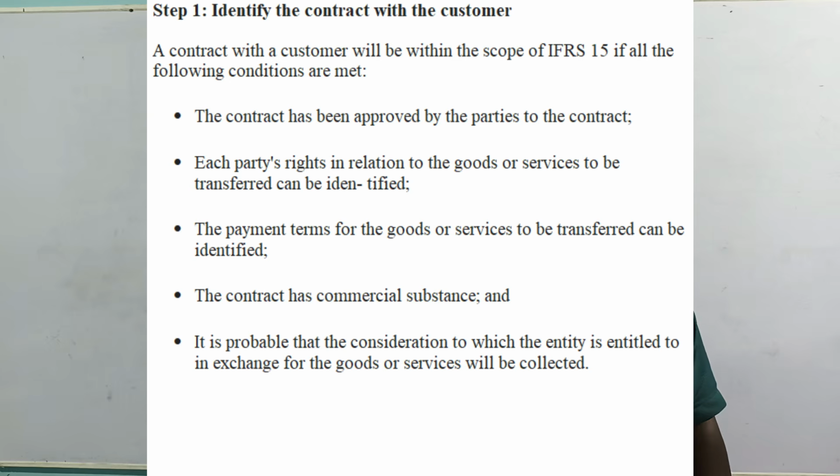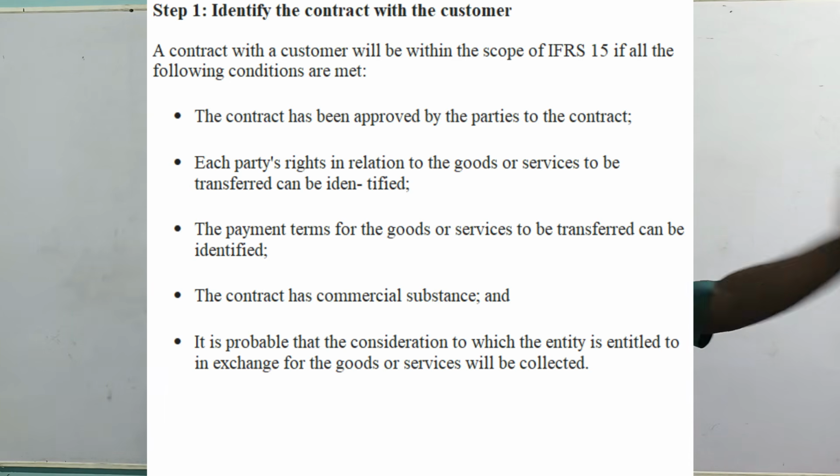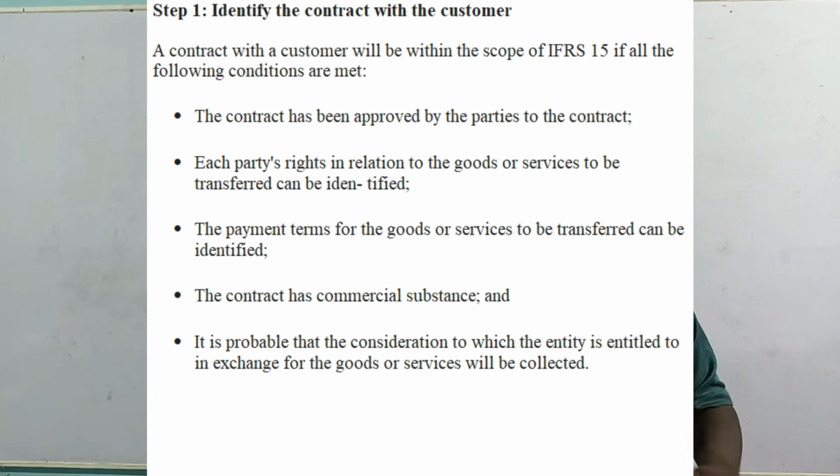We are not saying that maybe 3 will be in place and 2 will not be in place, or 1 will be in place and the others will not be in place. No. Even if only 1 is not in place, we are not accepting the fact that there is a contract. So for a contract to be within the scope of IFRS 15, all of these conditions that we are going to mention must be in place.